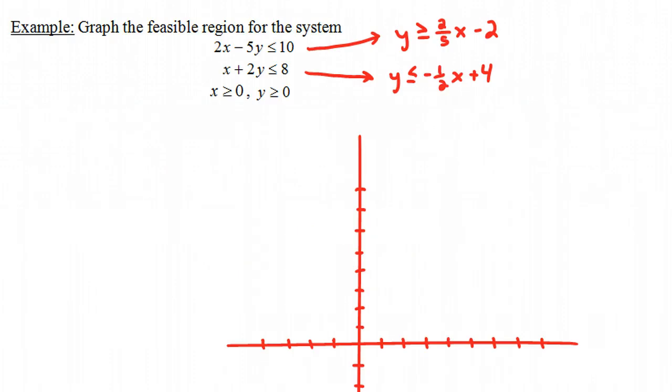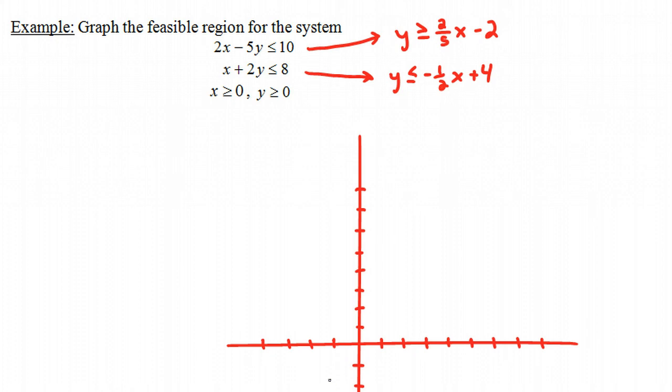Okay, let's look at another example. Graph the feasible region for this system of inequalities. Now notice I have 4 inequalities here. The first one, 2x minus 5y is less than or equal to 10. If you solve that for y, you get y is greater than or equal to 2/5 x minus 2. And the second one, if you solve that, you get y is less than or equal to minus 1/2 x plus 4. So let's graph those two.